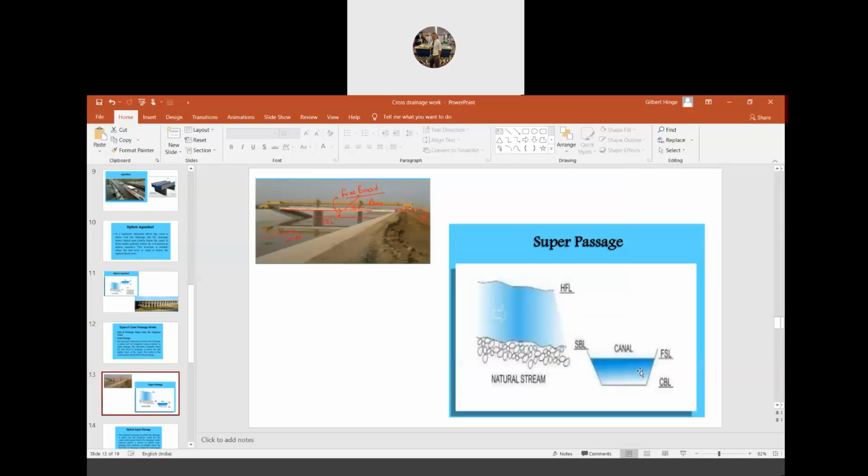Okay, so here the river is on top of the canal. This is the full supply level of the canal, and there is a sufficient gap between the full supply level and the bed level of the river. This kind of structure, whereby the river is on top of the canal and there is sufficient gap between the full supply level of the canal and the bed level of the river, is called a super passage.